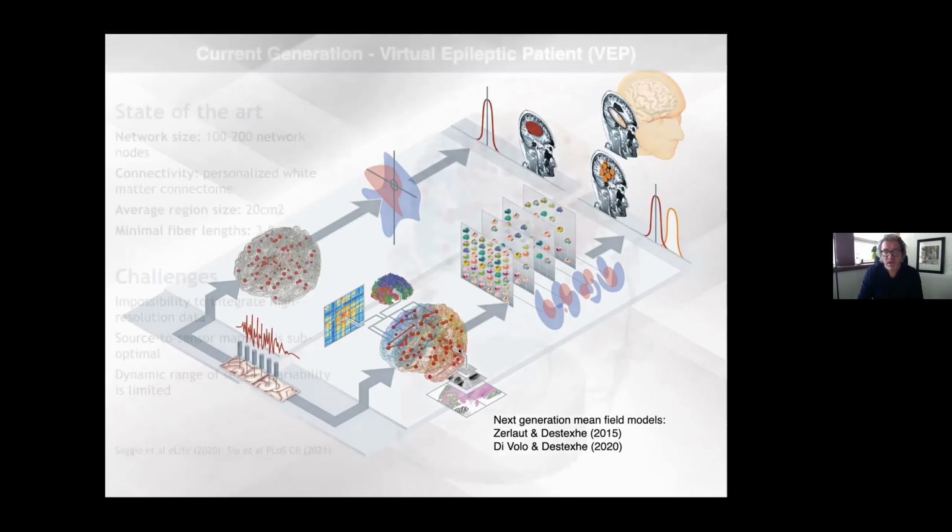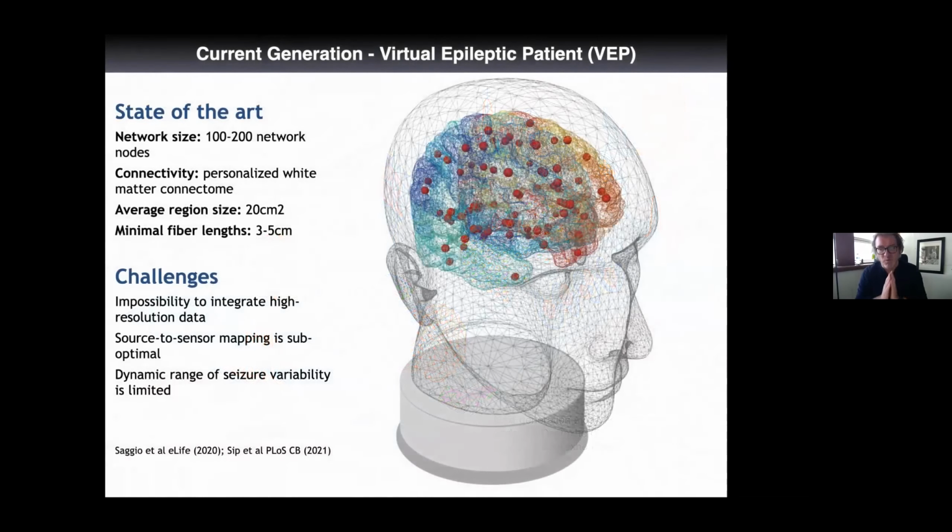But where are we in reality? A little reality check. 100 to 200 network nodes, 95% of all the papers, they're dealing with that. It looks like this, about 100 nodes on the left, 100 nodes on the right.